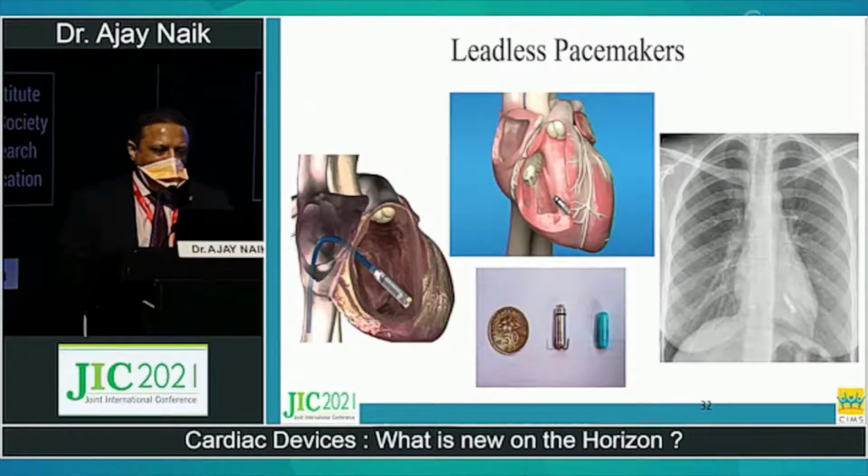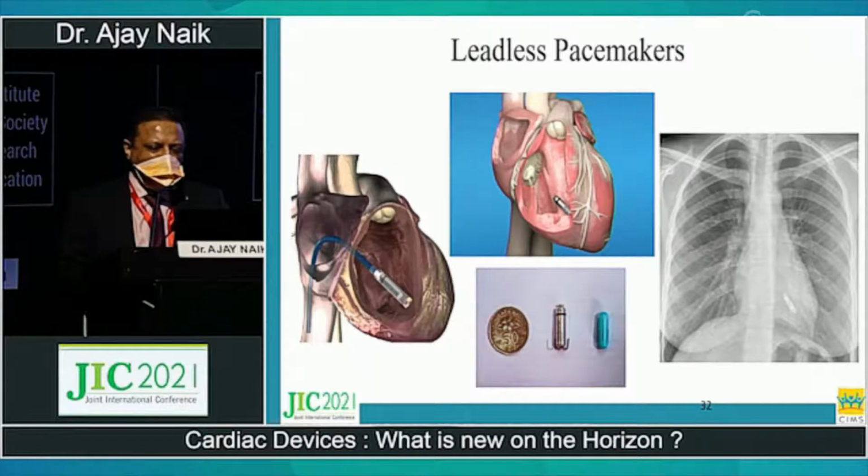So leadless pacemakers are being used in elderly patients, people who have vascular issues, chronic AF with heart blocks, who don't require atrial pacing. So in these patients, there is a special pacemaker device. It's just bigger than a capsule. We introduce it through the femoral vein into the RV, and using these prongs, it anchors onto the interventricular septum, and this is what it looks like.